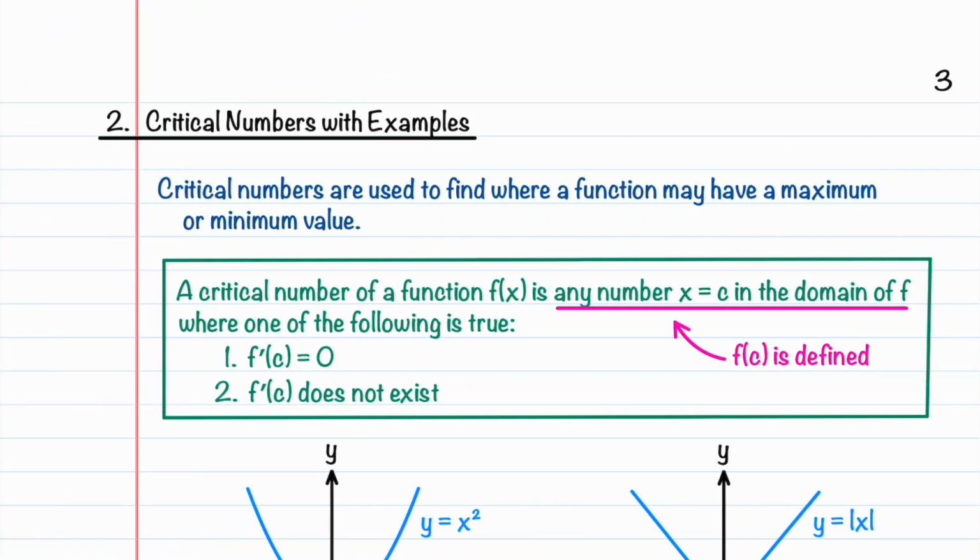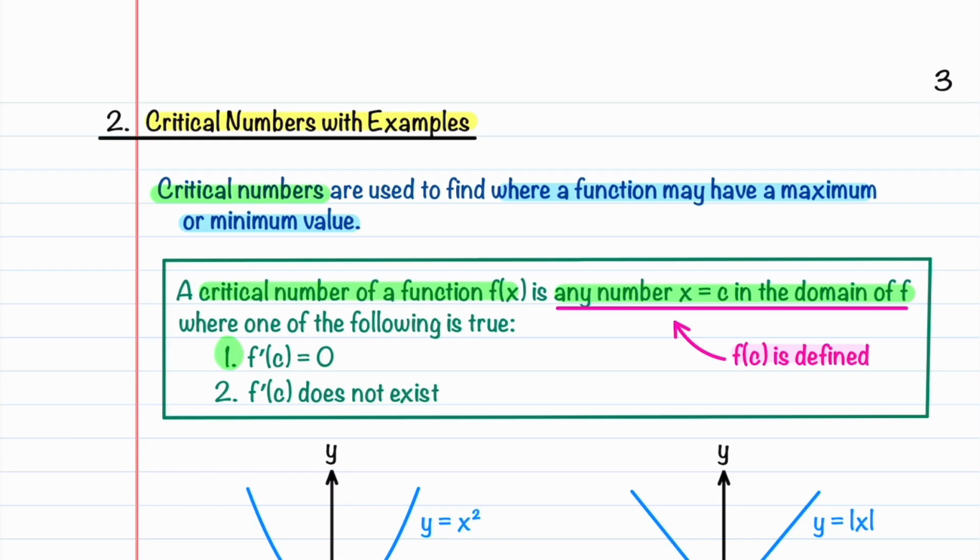We're now going to learn how to find critical numbers and then walk through some examples. Critical numbers are used to find where a function may have a maximum or a minimum value. Let's now see how a critical number is defined. A critical number of a function f of x is any number x is equal to c in the domain of f. That just means that our function at x is equal to c is defined, and then one of the following has to be true to have a critical number.